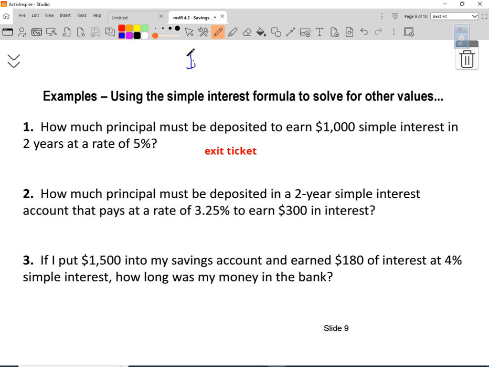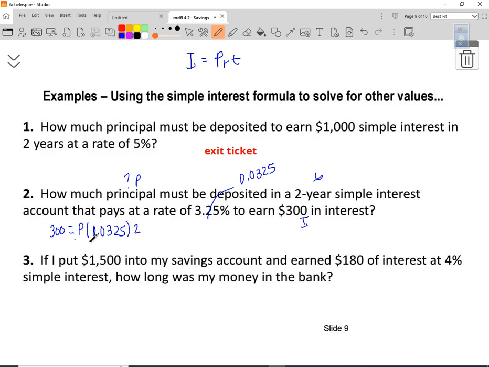This one we're still using this formula, but now we're not looking for the interest. They're going to tell us this is the interest. This is our rate, 0.0325. This is our time. We want to know what is the principal. So instead of I, we're going to plug in here, the I is 300. That's equal to our unknown, our P, our principal. We do know our rate is 0.0325 times the amount of principal times 2 years.